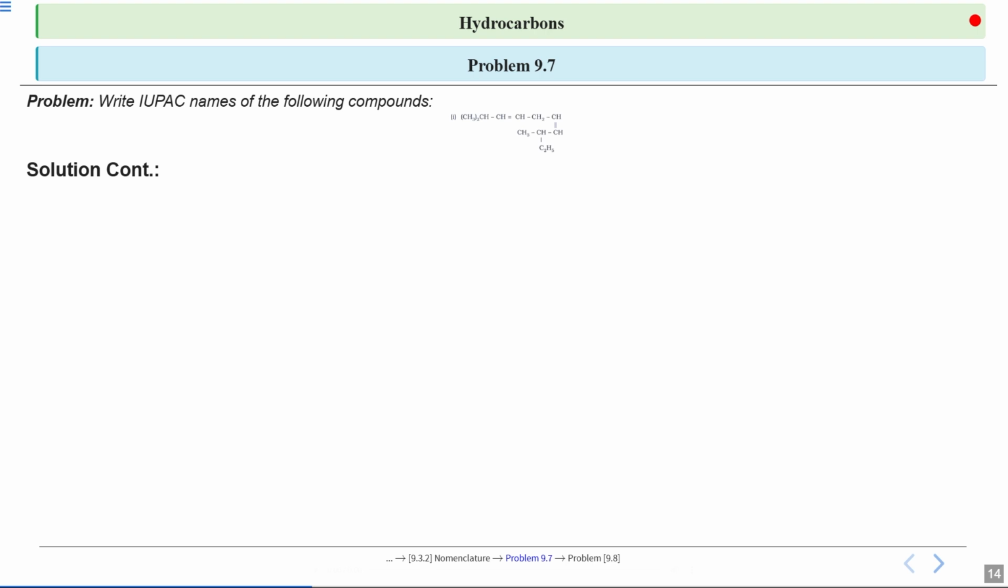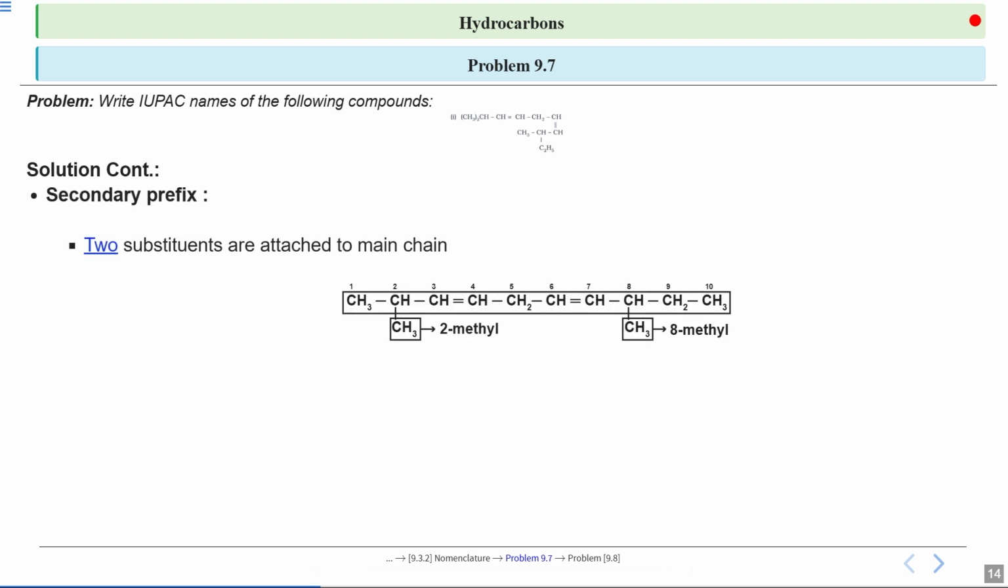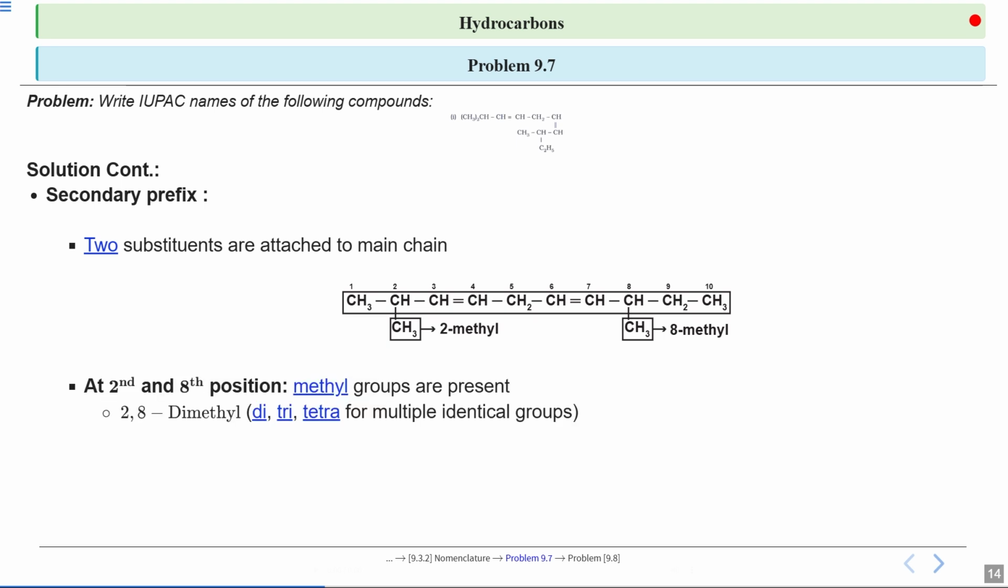Now moving on further, next we have the secondary prefix. Two substituents are attached to the main chain and they are present at the second position and the eighth position. What can we say about this secondary prefix? It will be 2,8-dimethyl. Di is used here because two methyls are present in the given compound, similar to the double bond. So 2,8-dimethyl is your secondary prefix.